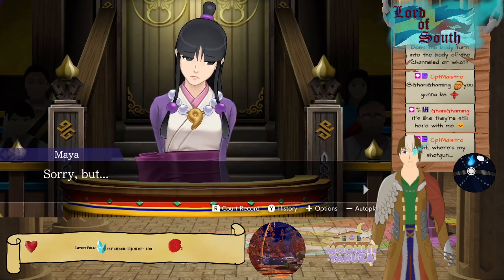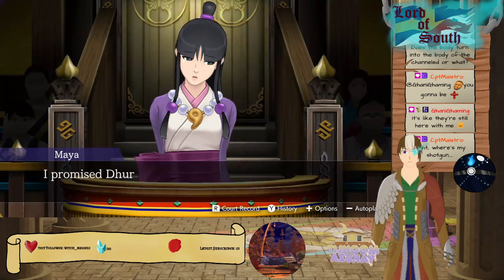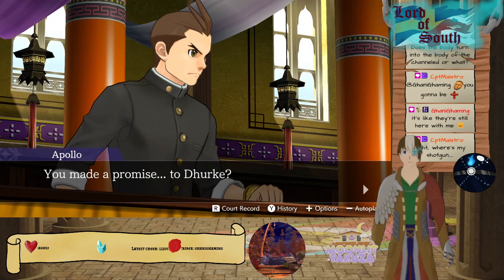I have squirrels in my pockets. Right, where's my... Sorry, but I promised Daruk I wouldn't say. You made a promise to Daruk?